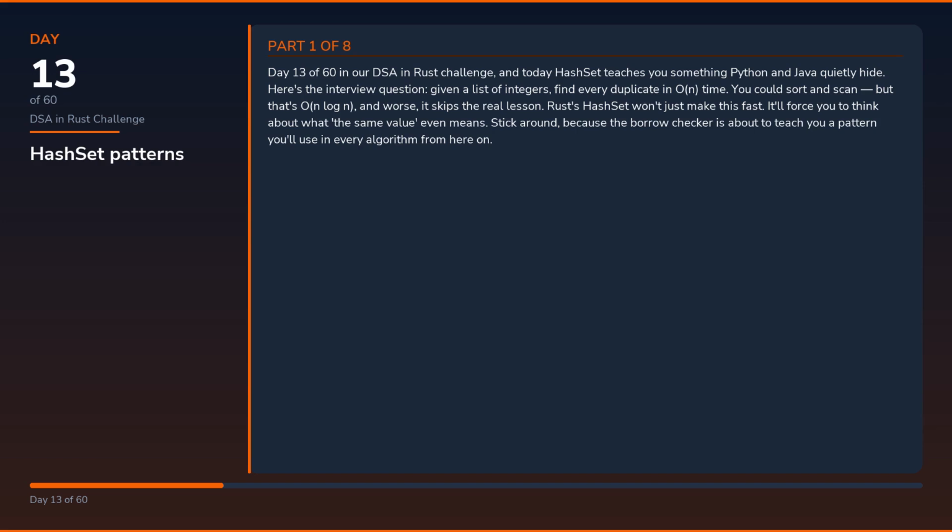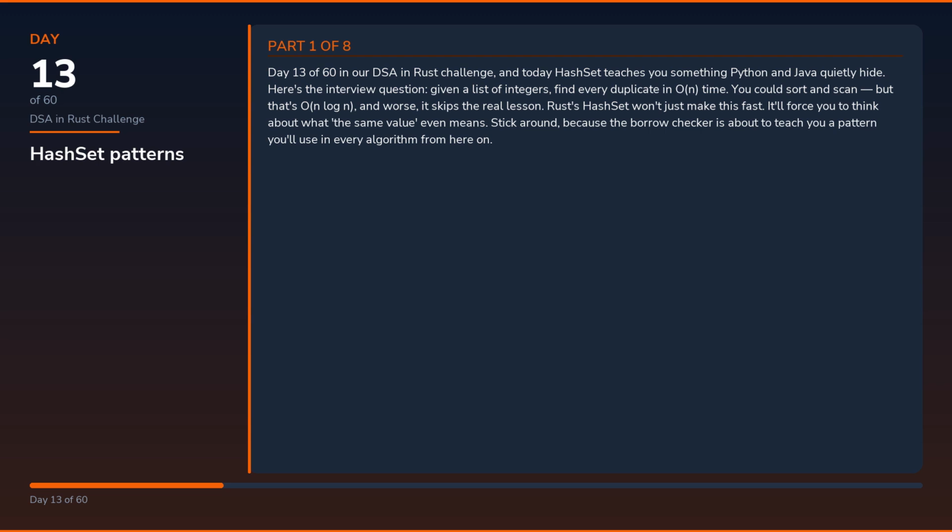Day 13 of 60 in our DSA in Rust challenge. And today HashSet teaches you something Python and Java quietly hide. Here's the interview question. Given a list of integers, find every duplicate in O(n) time. You could sort and scan, but that's O(n log n), and worse, it skips the real lesson. Rust's HashSet won't just make this fast. It'll force you to think about what the same value even means.